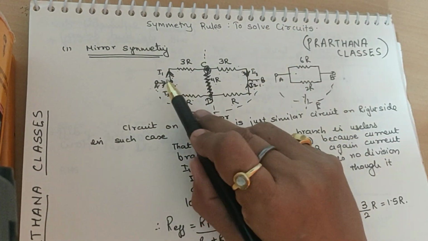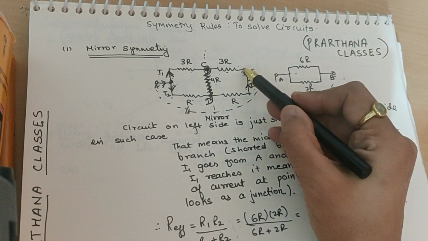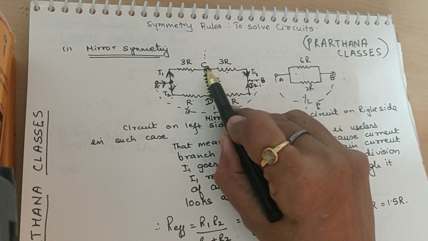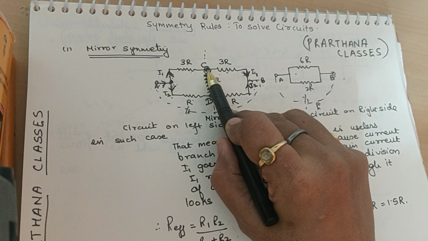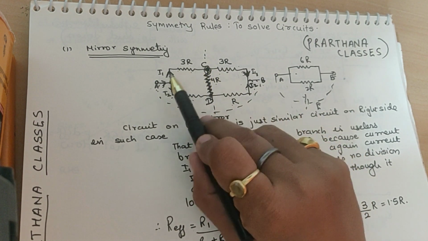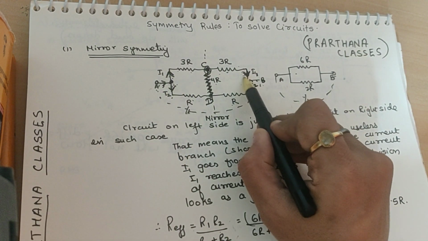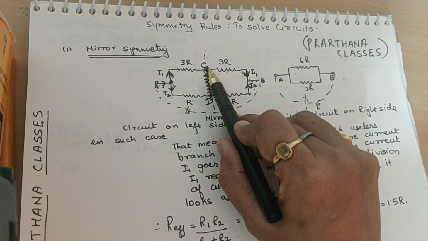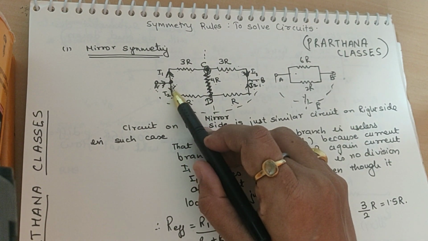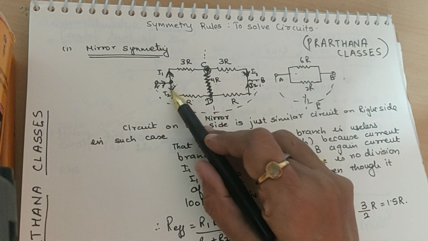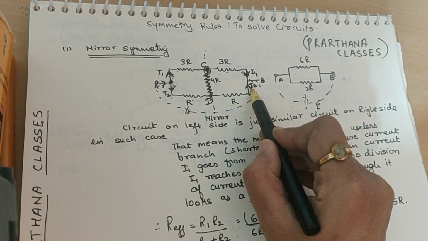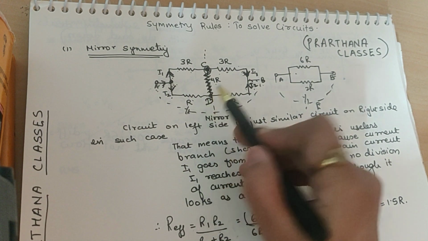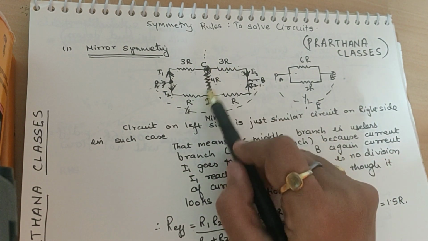Now you can see that when current I1 goes from here, I1 comes from here. It means there is no division of the current over here, since it behaves as a junction point also. So mirror symmetry says that when I1 goes here, I1 comes from here. That means there is no distribution of current at this point. Similarly here, I1 goes from here, I2 goes from here, and I2 comes from here. It means that there is no distribution of current at this point. Ultimately I can say that this branch is shorted.